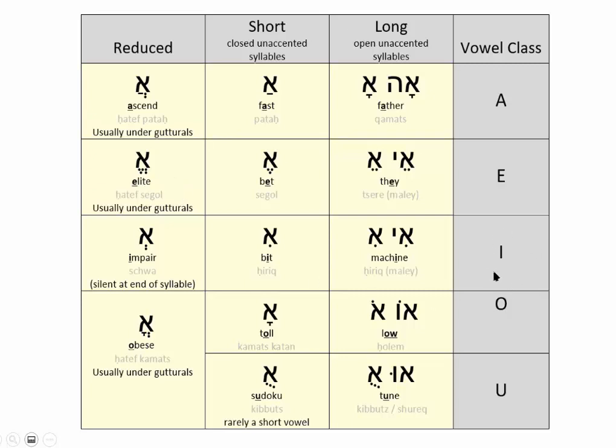Moving on to the I-class vowels. The long I-class vowel is pronounced like the I in the word machine. It too can have a mater lectionis yod, or it can stand alone.